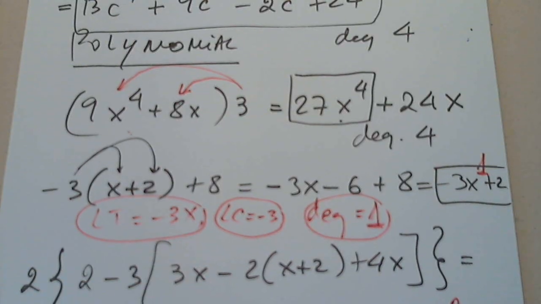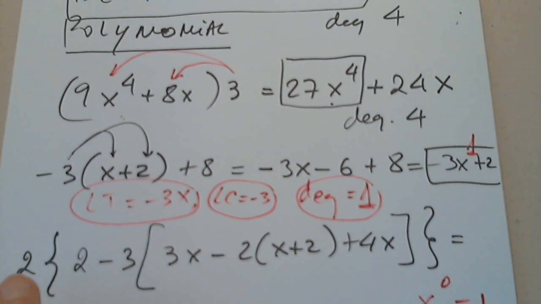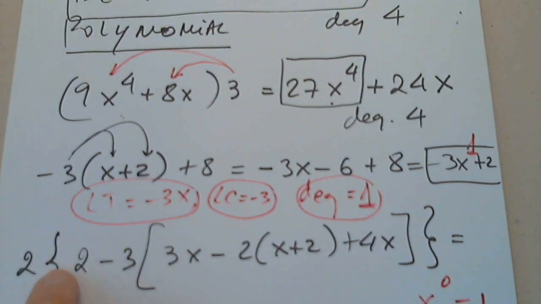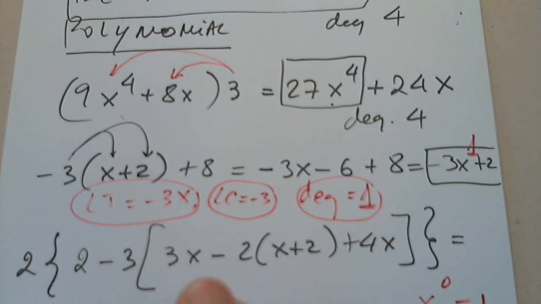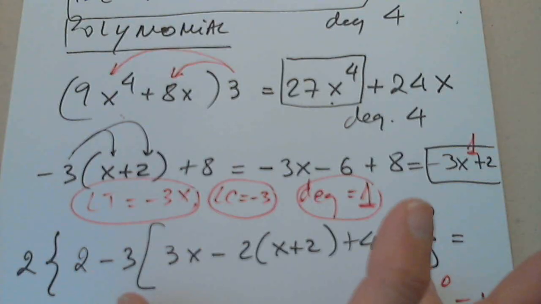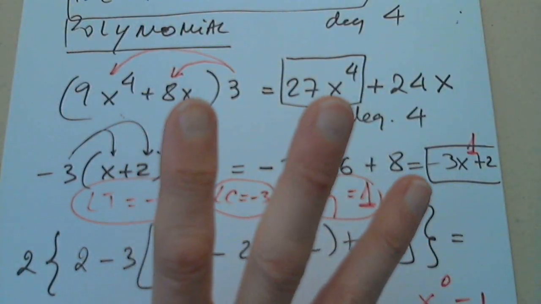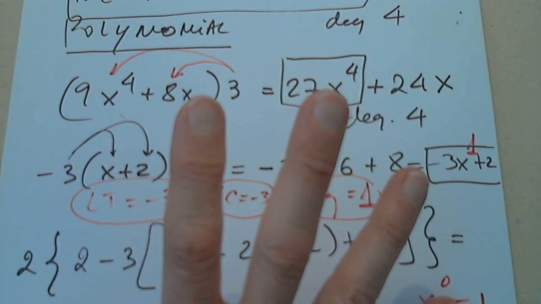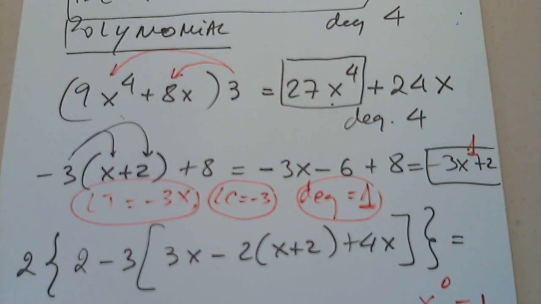Good, so let me dictate this just in case it's not clear. 2 braces, and then brackets and parentheses. So parentheses are the smaller ones, the next priority brackets, and the last priority braces. So 2 left braces, 2 minus 3, bracket 3x minus 2, parentheses x plus 2, close, of course, plus 4x, and close the bracket and the braces.